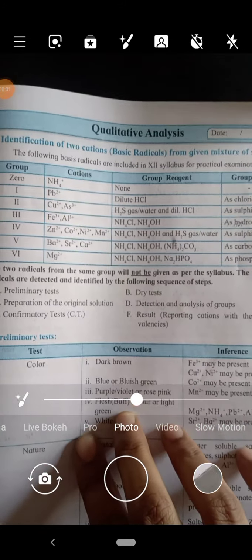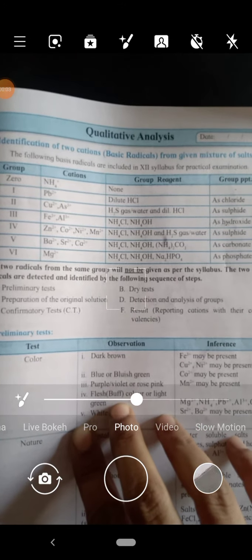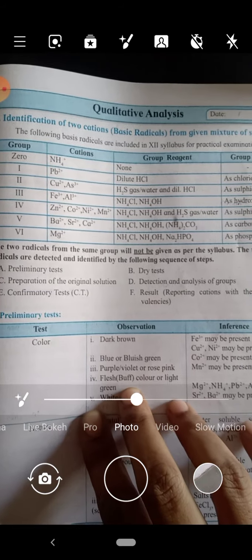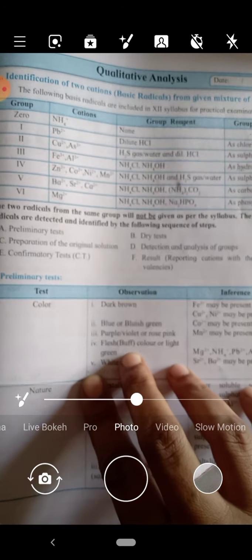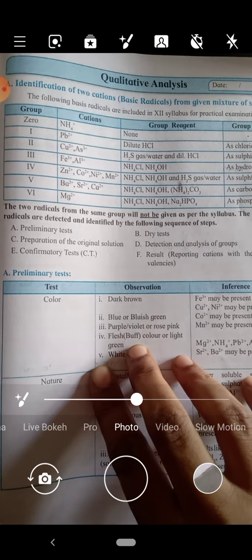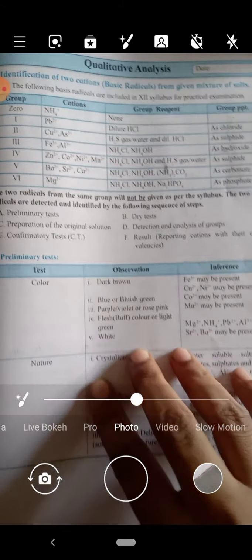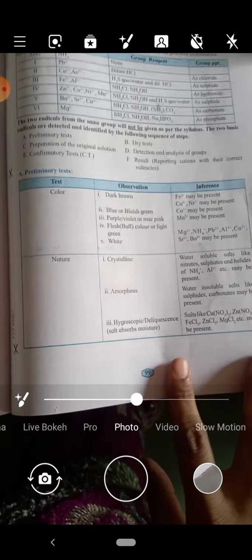Students, today we will study qualitative analysis, that is detection of two cations or basic radicals. This experiment will come for 10 marks. Different groups are there, group 0, 1, 2, 3, 4, 5, 6. So we'll see the test now, how to perform this.